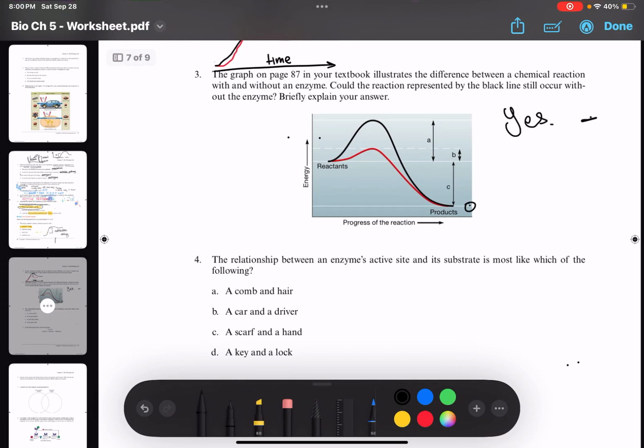You have to understand chemical reactions will always occur. They either need a kickstart of energy or need a really, really long time. All enzymes do is speed up the reaction. This doesn't mean that all of a sudden the products are going to be made or not. It just makes it easier for it to occur. Let's do the next question.